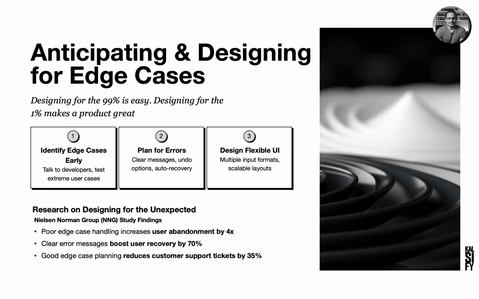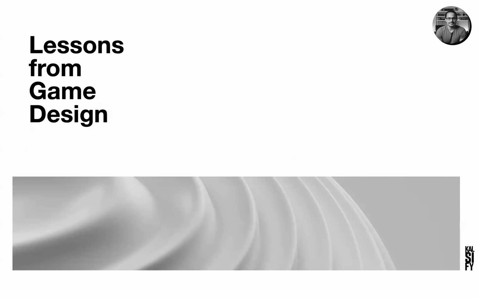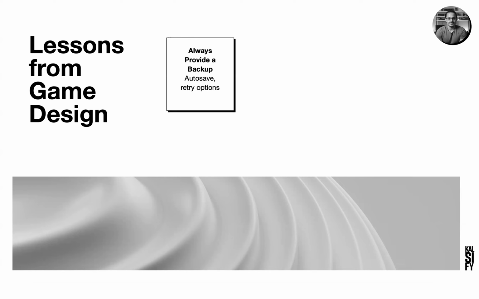Here are many lessons that we can learn from game design and how games handle edge cases. First is always provide a backup, n plus 1 fallback. Game designers ensure that if a critical element fails, example a character dies or an event is missed, the system provides an alternative path to maintain progress.